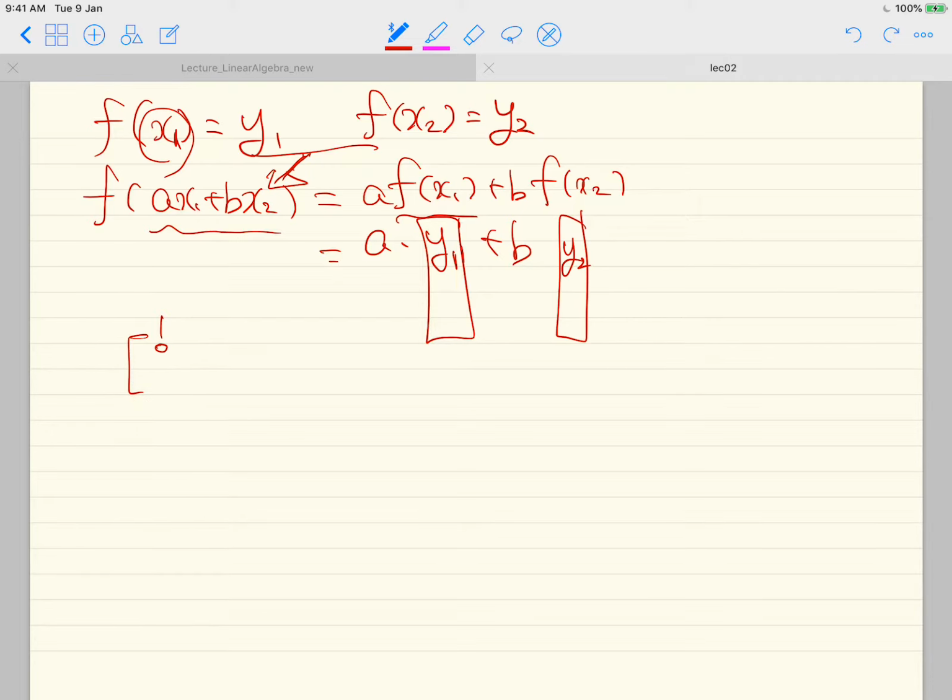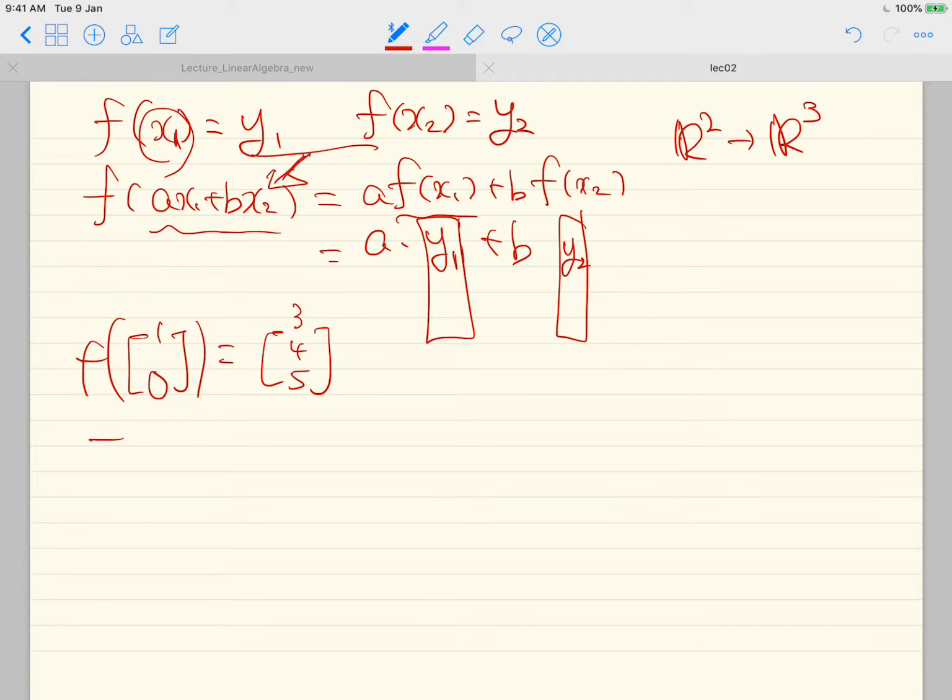Okay, so let's just consider R2 sending it into R3. So our function is sending R2, a 2-dimensional vector, into a 3-dimensional vector, and then suppose our function output is like this.